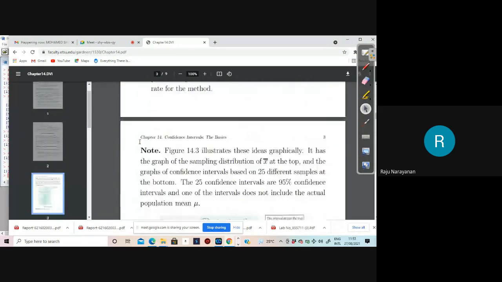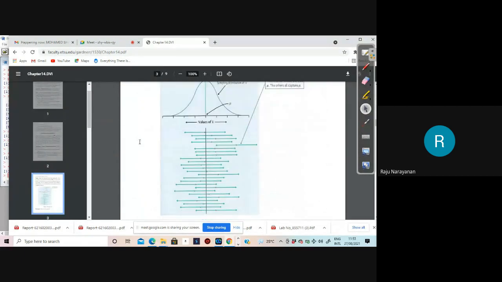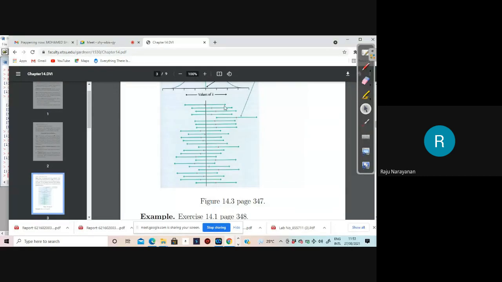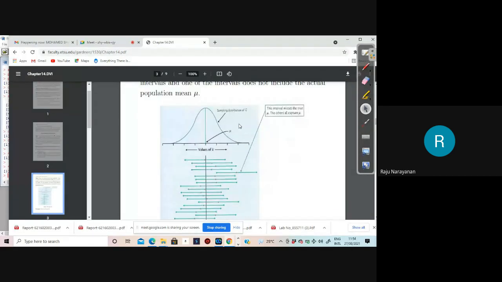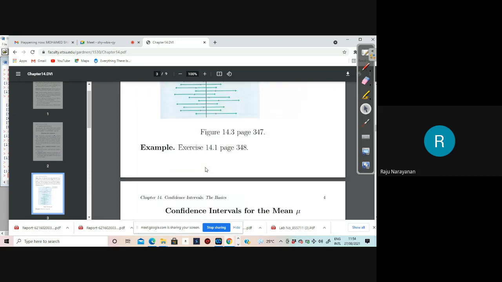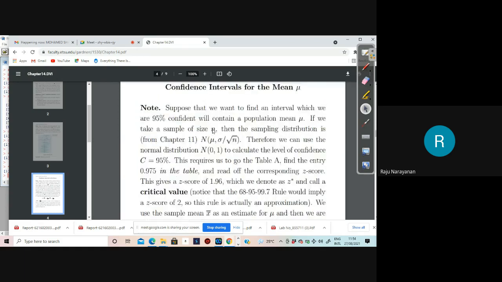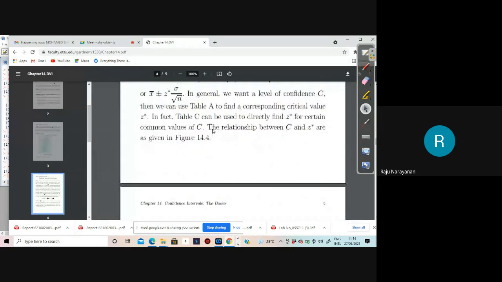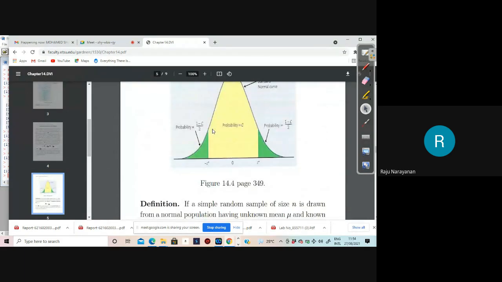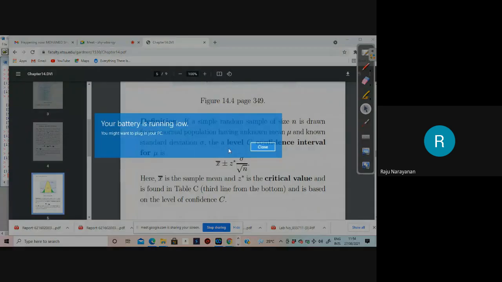These are things we have done now. This is what I have shown you: tick, tick, tick, tick, tick. This one is not containing; the interval misses the mu. This can happen at maximum in 5% of cases. The others all capture mu. This is a way of learning, no? You get some idea from somebody.